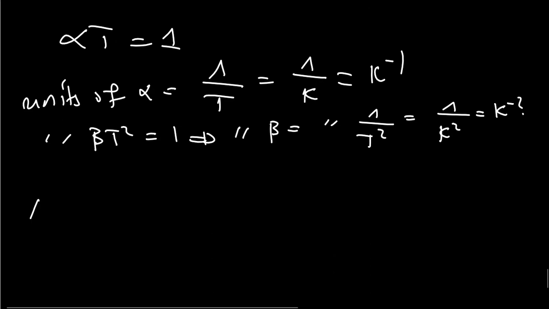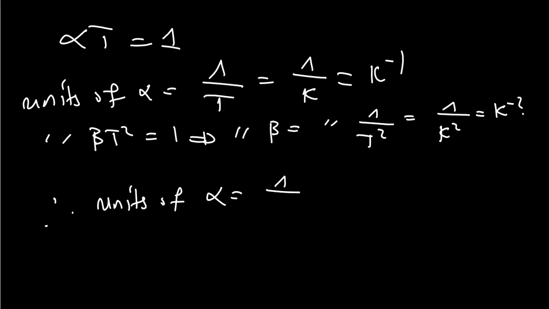So therefore the unit of alpha is equal to 1 over Kelvin, and the unit of beta is equal to 1 divided by Kelvin squared.